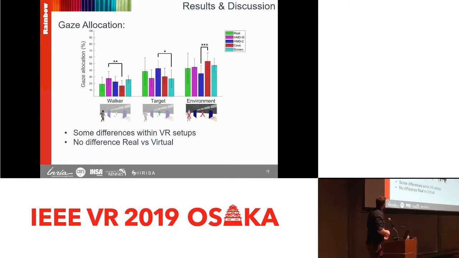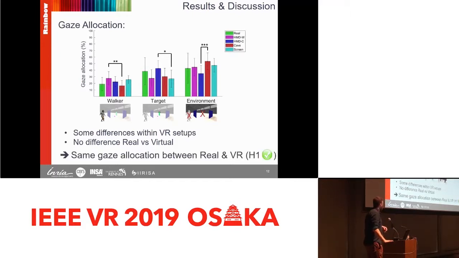I will now present results about the gaze allocation on each element: either worker, target, or environment. What you can see is that there is some statistical difference within the virtual reality setups, but there is no difference between real and virtual condition, which validates our first hypothesis: that in both virtual and real, we look at the same elements in the same proportion.